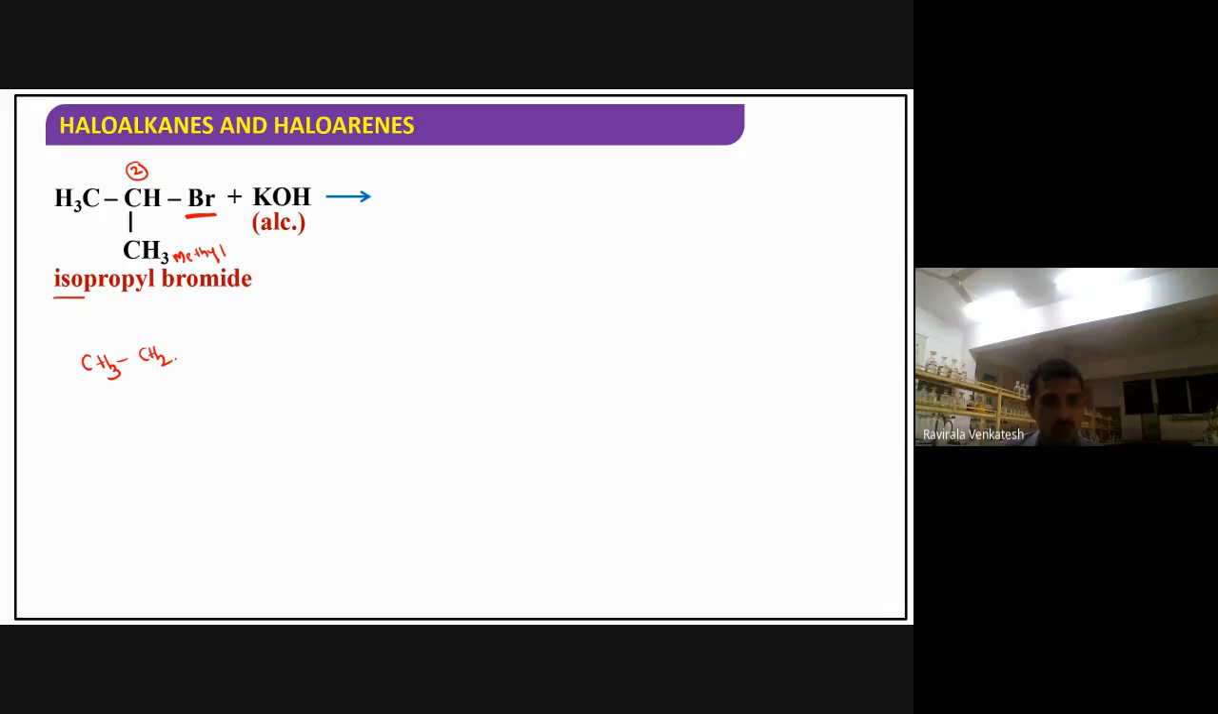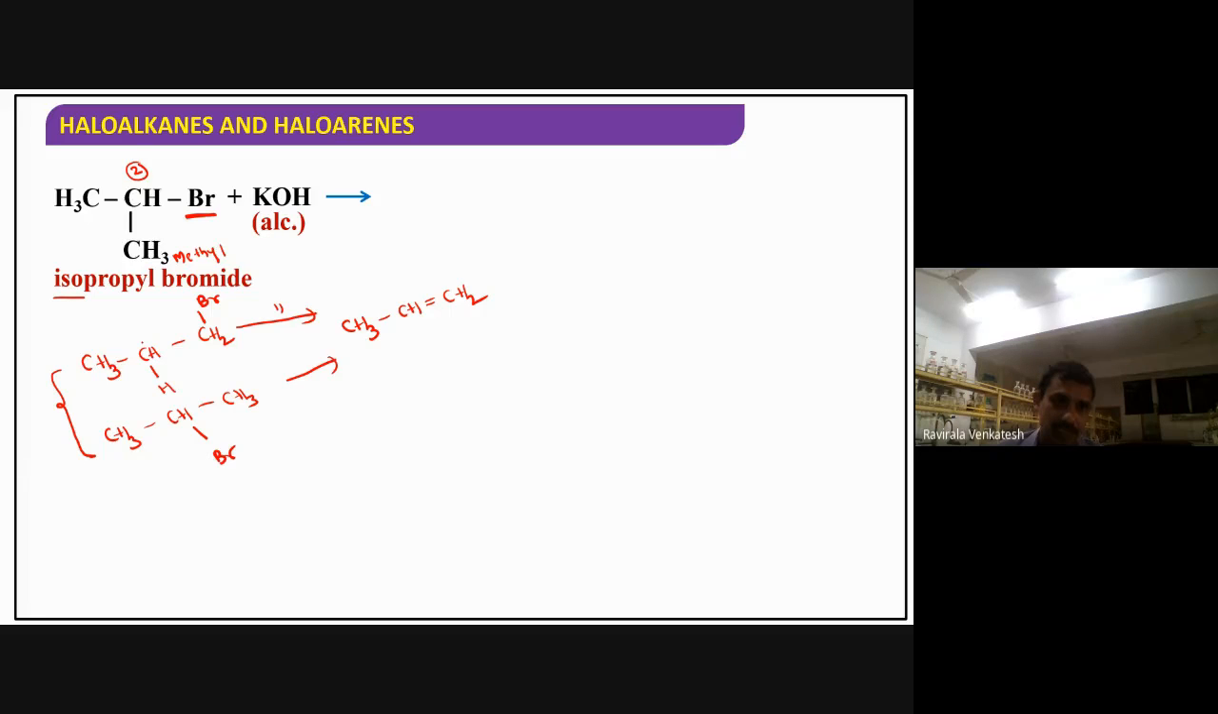Just now I have taken an example here: CH3, CH2, CH2, Br with alcoholic KOH. Here I have taken CH3, CH, CH3, Br. This is called isopropyl bromide. Both are giving the same product: CH3, CH double bond CH2. Have you understood this topic? Now tell me, why are these two giving the same product? In both cases the product is the same. What is the reason?